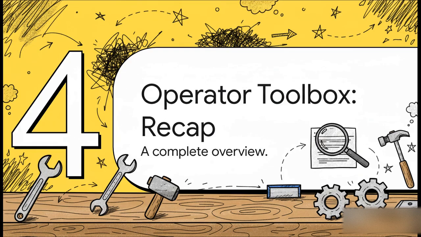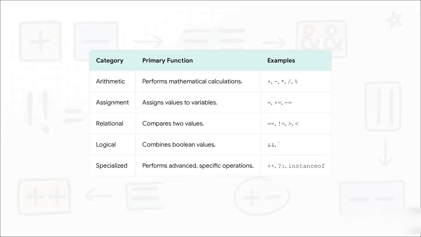Wow, we have covered a lot of ground. So to make sure all of this really sticks, let's lay out our entire toolbox on the workbench one last time and do a quick review of all the amazing tools we've collected today. And there it is, your complete Java operator toolbox. You've got your arithmetic tools for doing math, your assignment tools for storing values, your relational and logical tools which give your code its decision-making brain, and finally, your specialized tools for those tricky, specific jobs. You are now officially equipped with the fundamental building blocks of Java programming.